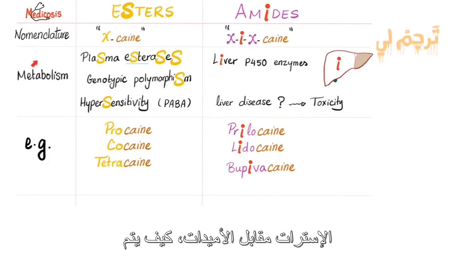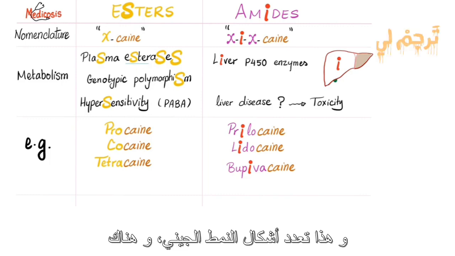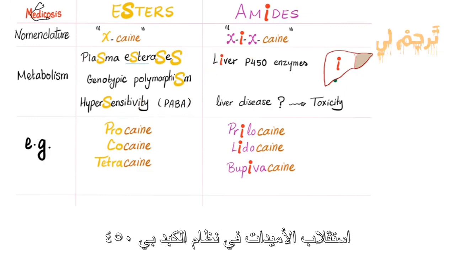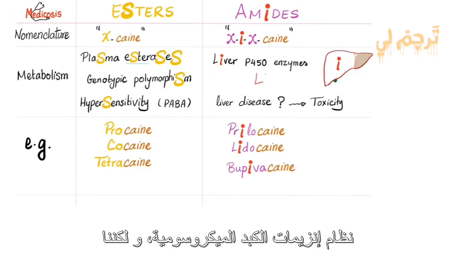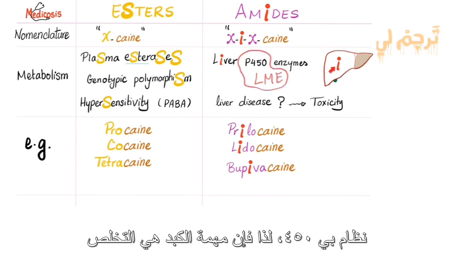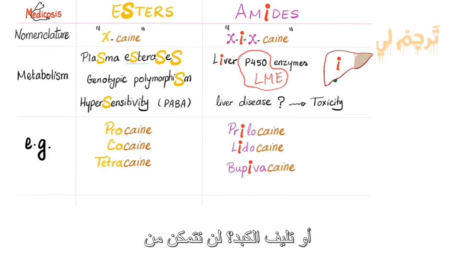Esters versus amides. How are they metabolized? Esters are metabolized by plasma esterases. This is genotypic polymorphism, and there is hypersensitivity, especially to PABA, para-aminobenzoic acid. The amides, on the other hand, are metabolized in the liver P450 system. In the good old days, this was known as the liver microsomal enzyme system, but now we call it the P450 system. So it's the liver's job to get rid of these amides. What if I have liver disease or cirrhosis? You will not be able to metabolize them. They will pile up in your blood, increasing the risk of toxicity.